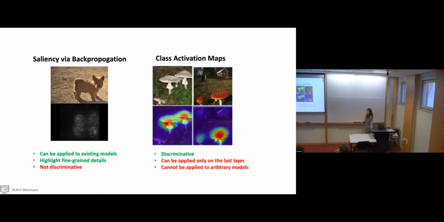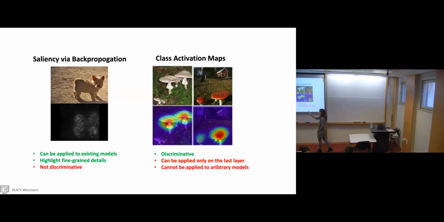Okay, so just to recap this part, we've seen different approaches to answering these questions of which pixels matter for classification. We saw the class activation map. The advantage is that it really gives us nice, discriminative heat maps, but it can be applied only to the last layer and cannot be applied to arbitrary models.